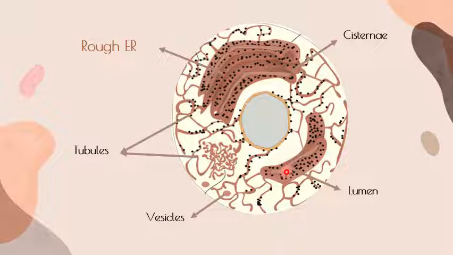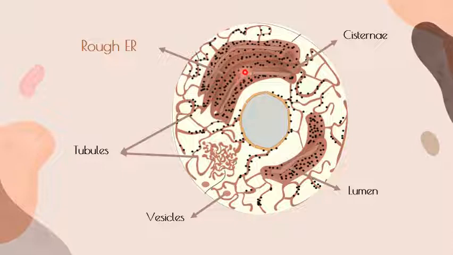We have two types of the endoplasmic reticulum. The first one is the rough endoplasmic reticulum, which is covered by ribosomes, as you can see, on the cytosolic surface, so it's from the outside. Its function is protein synthesis. As long as we see ribosomes, we have to consider that the main function is protein synthesis.